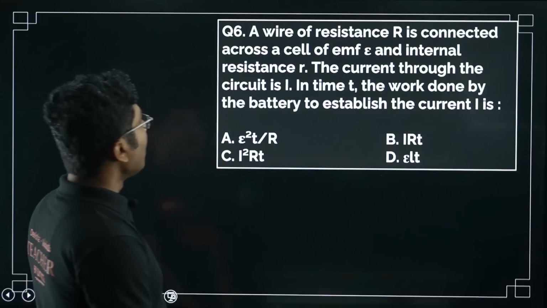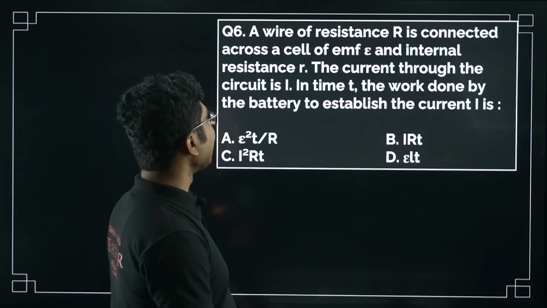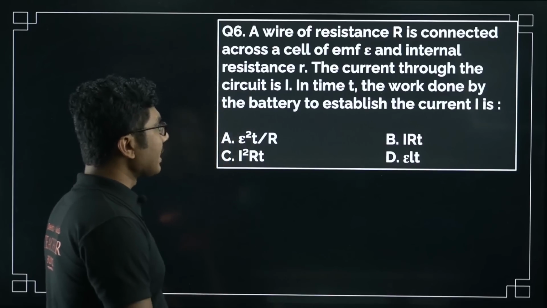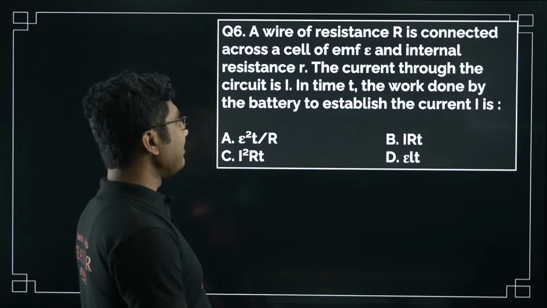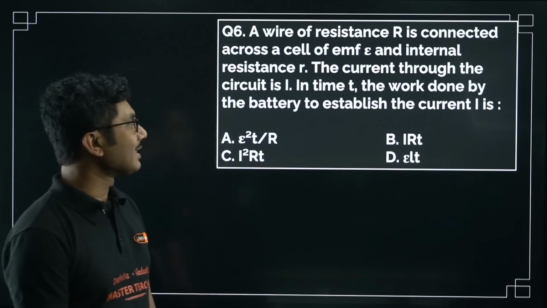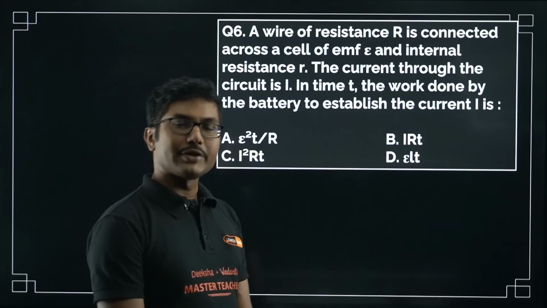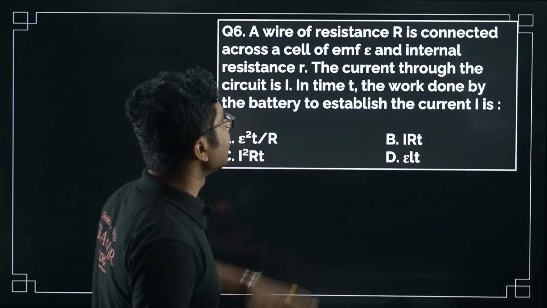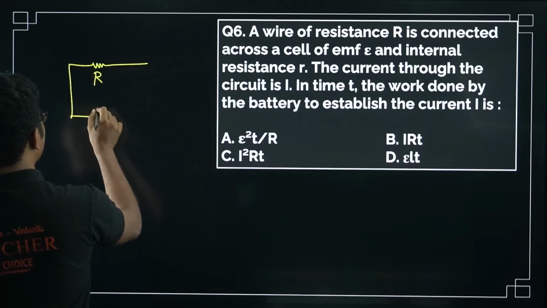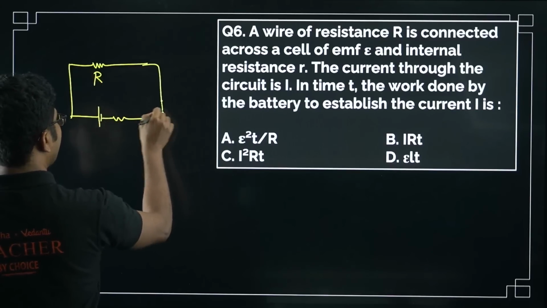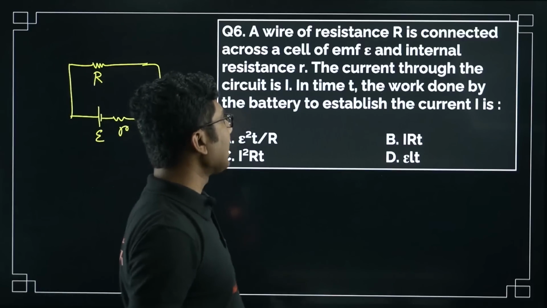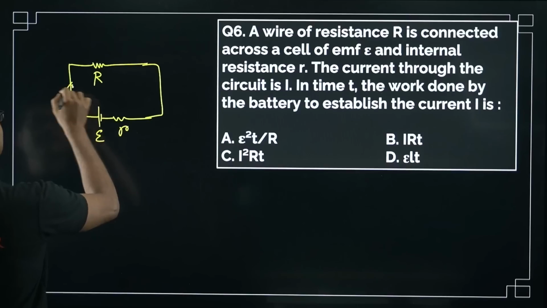Next question. A wire of resistance R is connected across a cell of EMF epsilon and internal resistance r. The current through the circuit is I. In time t, the work done by the battery to establish the current I is. Very interesting, easy question, even though the language seems a little tricky. So a wire of resistance R is connected across a cell of EMF epsilon, internal resistance small r. Current in the circuit is I.